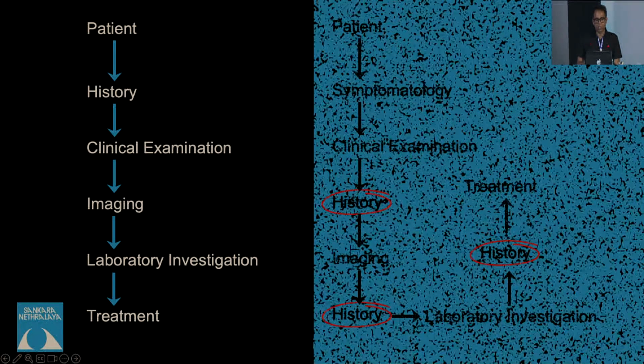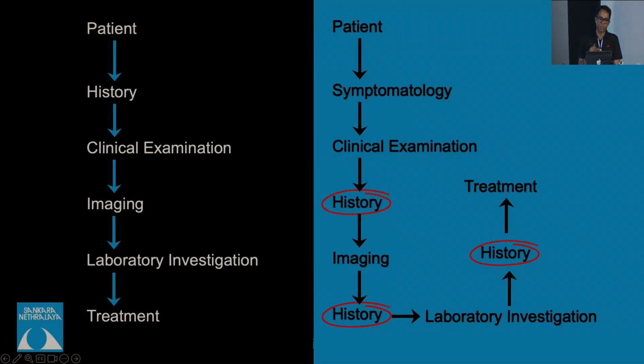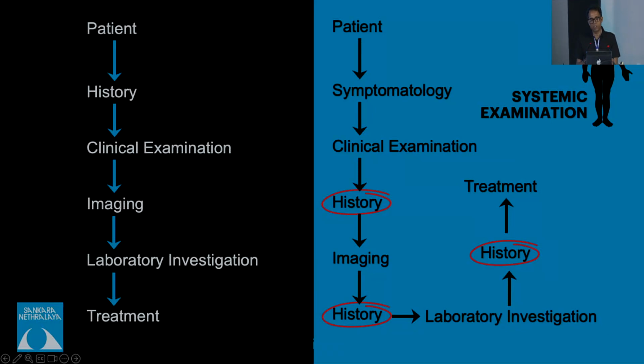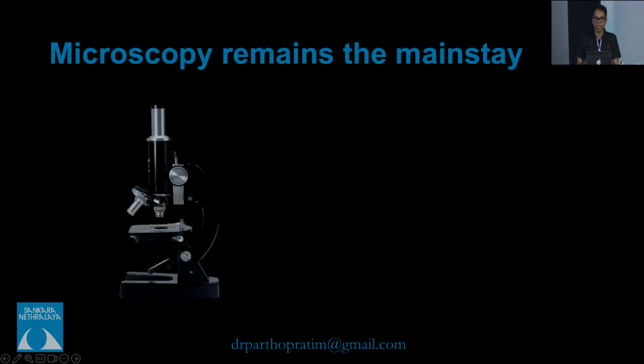But it's not the case. Ideally, we should greet our patient, ask about the presenting symptoms, then do a clinical examination, and then start taking the history based on the clinical examination. Then we can do imaging, and if there are any relevant findings, we should revisit our history. Then we do laboratory investigations, and again the history is not over, we should take the history again, and then finally we give the patient treatment. All this should be done taking care of the systemic examination, which I'll be discussing in later slides.